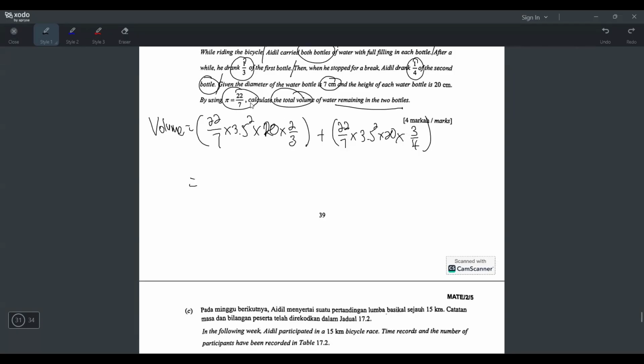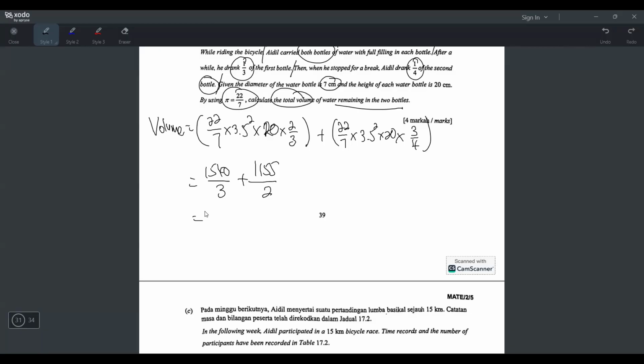Okay, I'll press this first. So let's press 22 times 3.5 square times 20 times 2 divide 3 divide 7. My calculator gives me 1540/3. And of course, the unit later. Okay, let's press this now: 22 times 3.5 square times 20 times 3 divide 4 divide 7. My calculator gives me 1155/2. You can write in decimal also. Now I have to plus 1540/3.